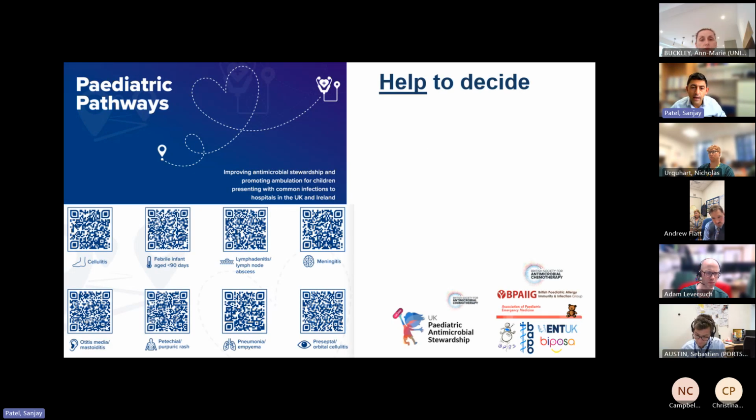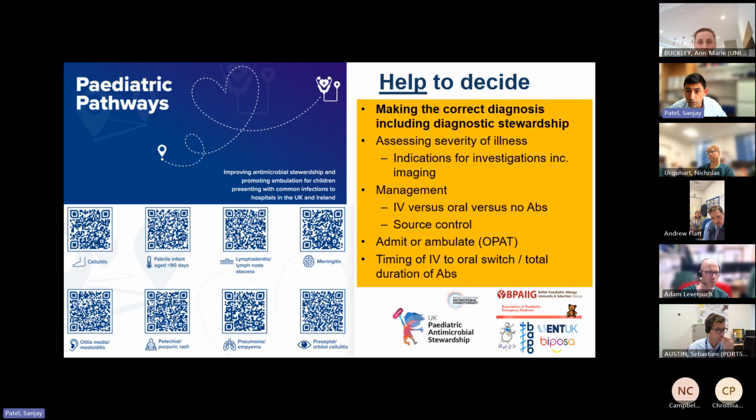And there is help at hand, and I do hope that these pathways are implemented at every hospital across Hampshire and across Wessex, because they provide really clear guidance on the management, starting right from the differentials. Without the right diagnosis, you end up going down totally the wrong route with infection management.